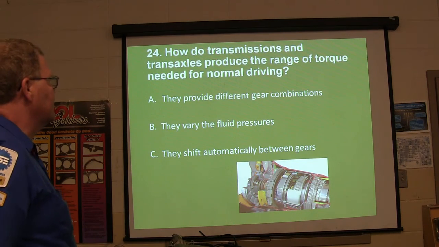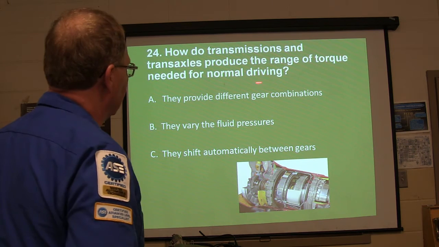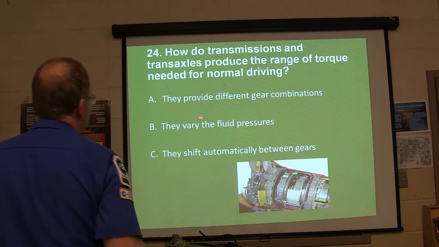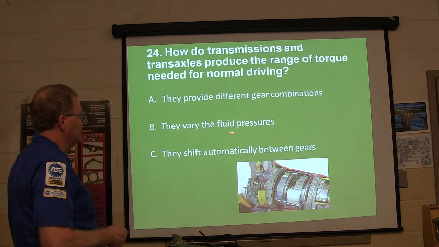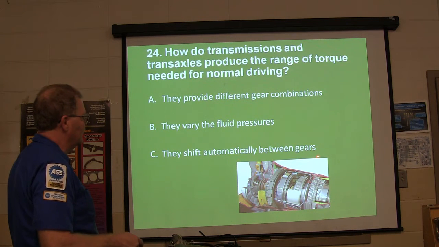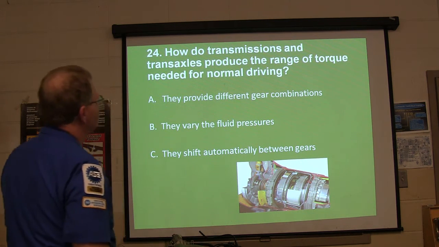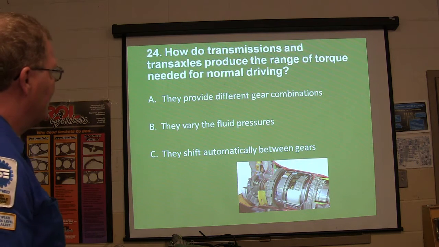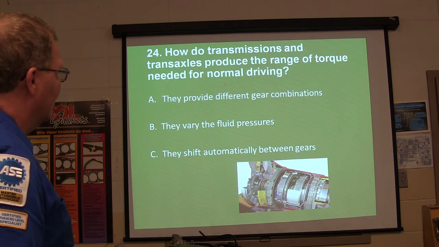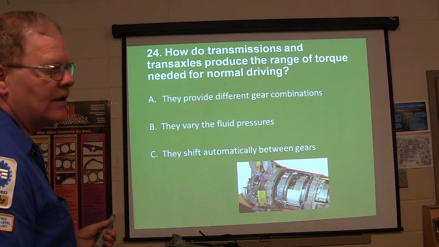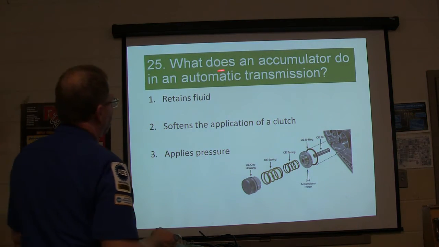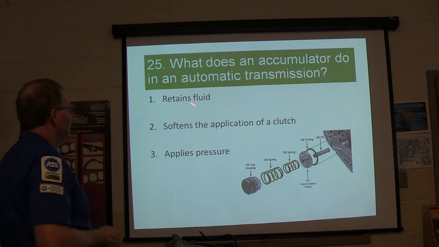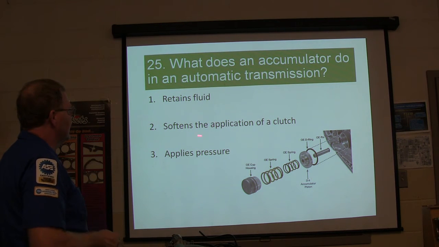How do transmissions and transaxles produce the range of torque needed for normal driving? They provide different gear combinations, they vary the fluid pressure, they shift automatically between gears. And the last question on the list, what does an accumulator do in an automatic transmission? 1, it retains fluid. 2, it softens the application of a clutch. 3, it applies pressure.